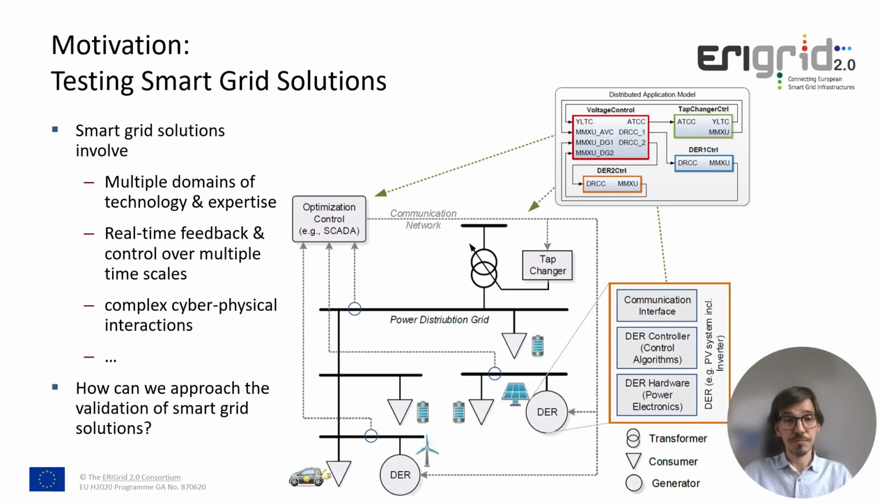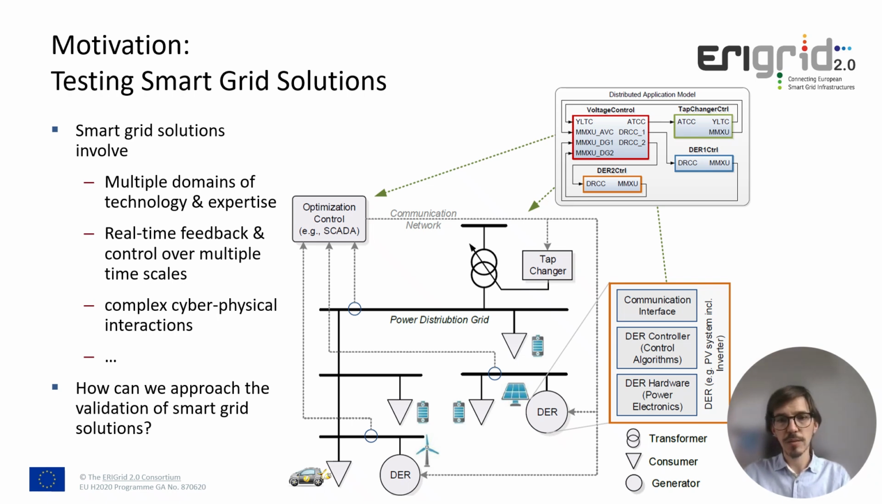The motivation: when we want to test smart grid solutions, we have a rather complex technology that involves different types of automation, control, and different technologies such as distributed energy resources, storages, PV plants in this context. We also have an infrastructure, the power distribution network, and all of these technologies are interacting.